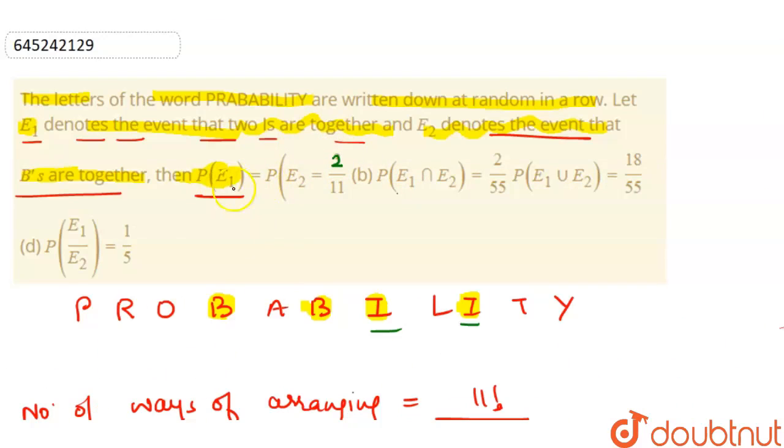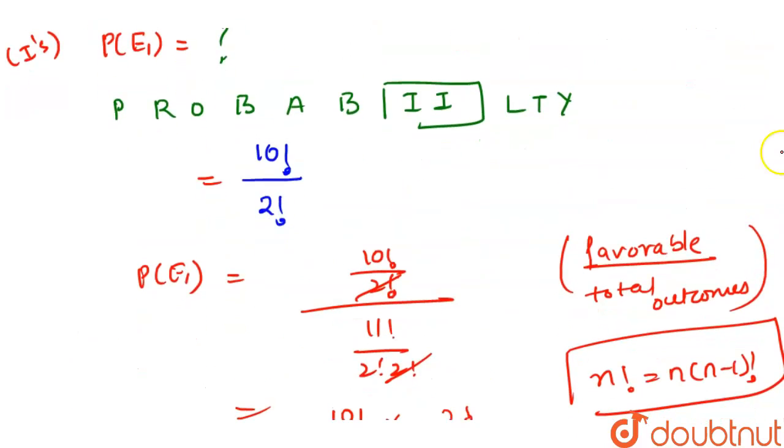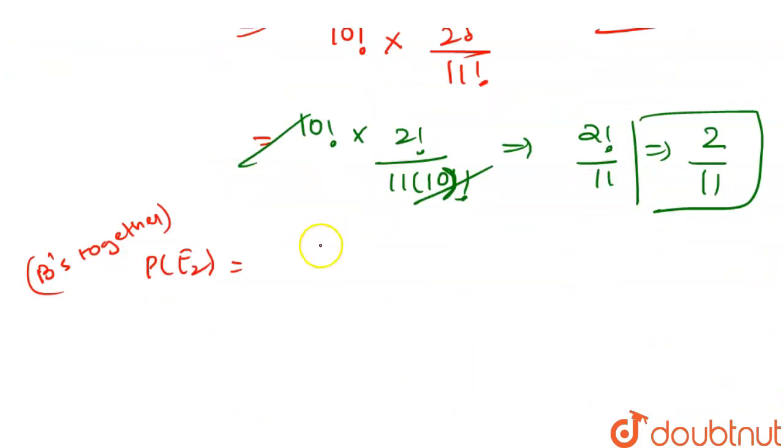Also, here is an option that P of E1 is equal to P of E2. So if we want to find the probability of E2, when two B's are occurring together, the same case will happen here. This time we will fix the position of B and B. So again we can arrange the whole alphabets this way, 10 factorial upon 2 factorial. So P of E1 will be equal to P of E2, which is equal to 2 upon 11.